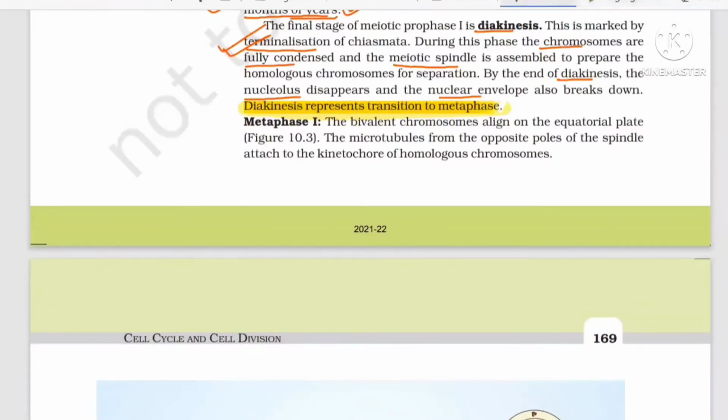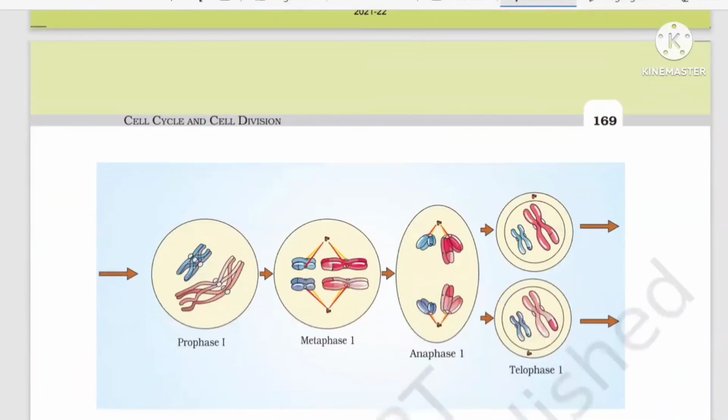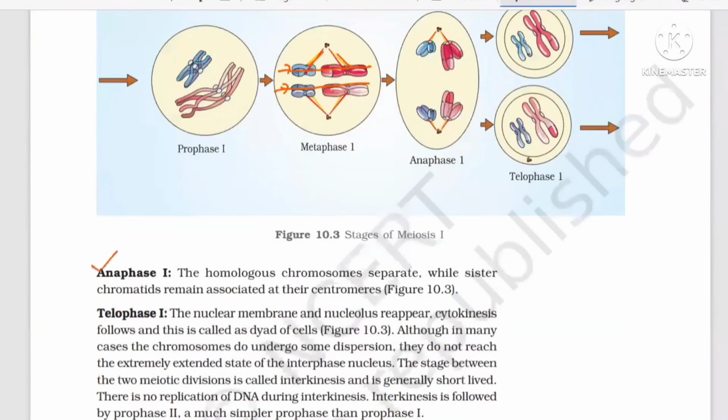Bivalent chromosomes are aligned on the equatorial plate. Microtubules from the opposite pole attach to the kinetochore of the homologous chromosome. Only one kinetochore is used. See, beta, only one kinetochore is used, and you are making 2 plates. Anaphase 1, homologous chromosomes separate. Sister chromatids remain attached. Is it clear?